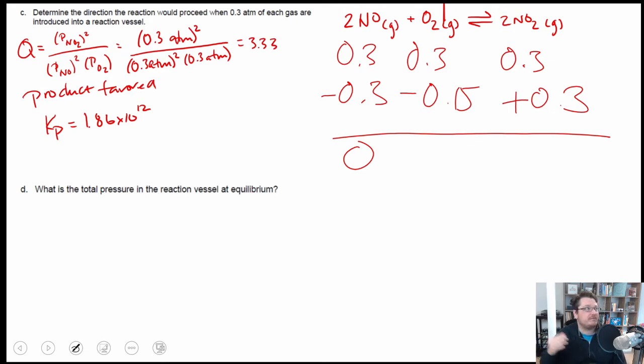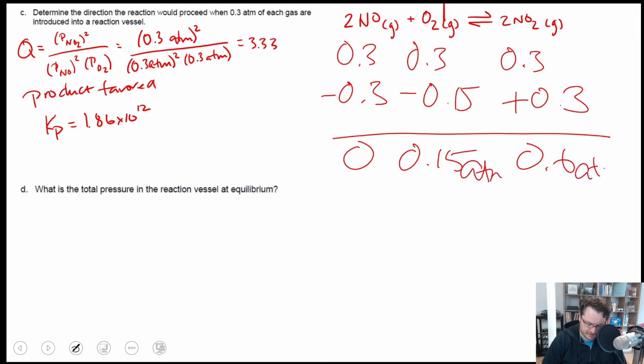So in terms of the total pressure, that's going to be completely irrelevant in that scenario. For the O2, we can subtract this out, so we'll end up with 0.15, and in the case of the NO2, we'll end up with 0.6 atmospheres. So that's what the final equilibrium partial pressures are going to be. All the NO should be consumed, or essentially consumed, because it should go down to such a small amount that it can be completely disregarded.